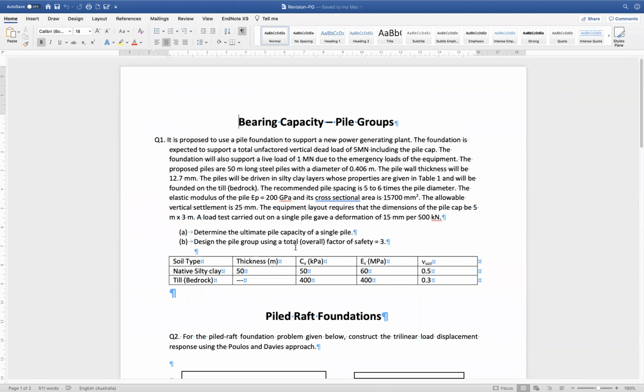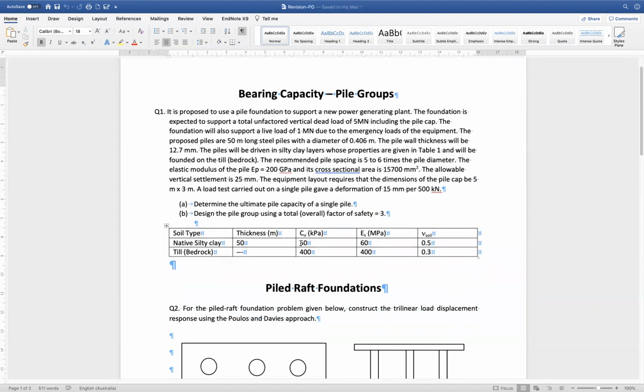and determining the pile group using a total overall factor of safety, which is equivalent to 3. We need to find what's the layout of the pile. We need to determine the ultimate bearing capacity of the pile group and compare that with the factor of safety, and find out if the working load at this particular configuration of piles will be satisfactory to carry the required working load, which is 6 meganewton here. And that's what we have done in this analysis.